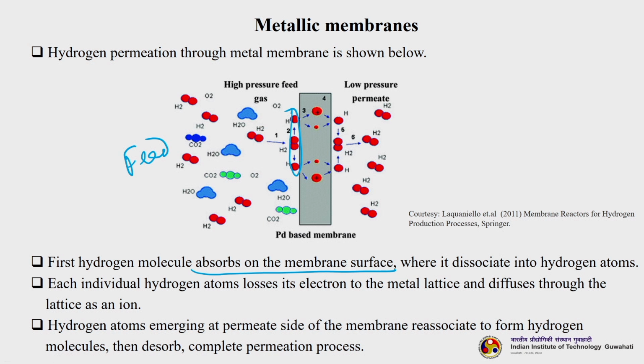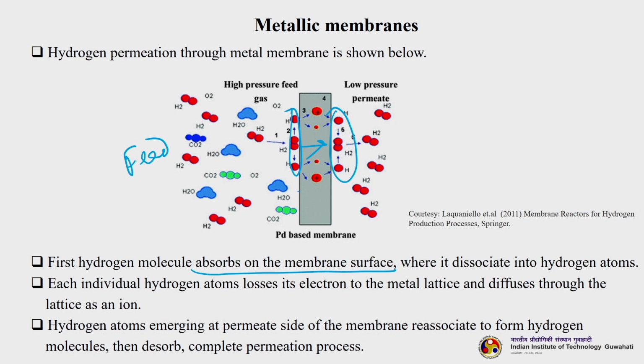When they are absorbed, the hydrogen dissociates into hydrogen atoms. After the dissociation, every individual hydrogen atom loses its electron to the metal lattice and diffuses through the lattice as an ion. So, now they will diffuse through. Once they diffuse across the membrane and reach the permeate side, the hydrogen atoms emerging at the permeate side of the membrane reassociate to form hydrogen molecules. Then they dissolve and the complete permeation process starts.